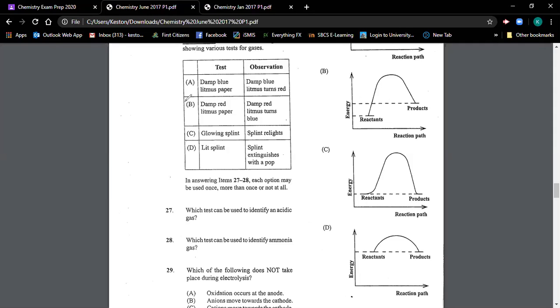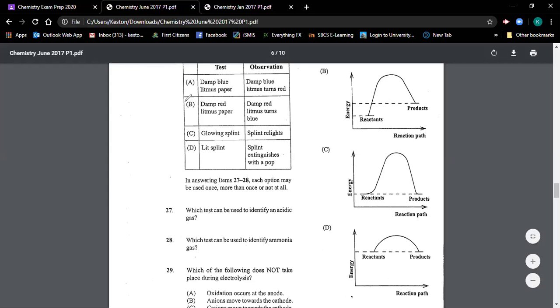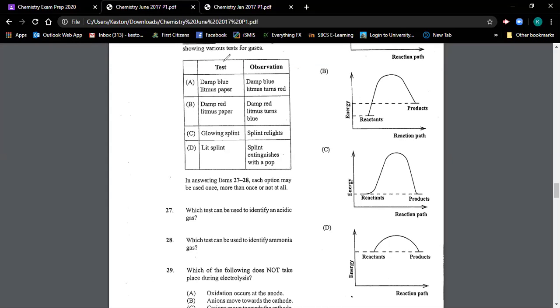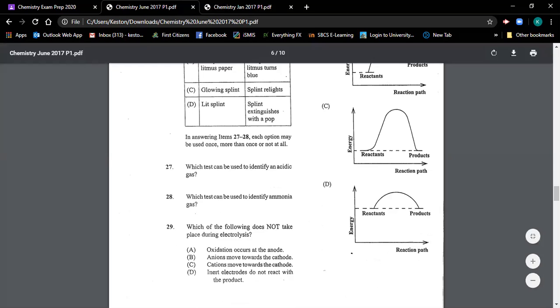28. Which test can be used to identify ammonia gas? This one. Ammonia gas. Sorry, B, right? Damp red litmus to blue. Good. And then 29, which of the following does not take place during electrolysis?